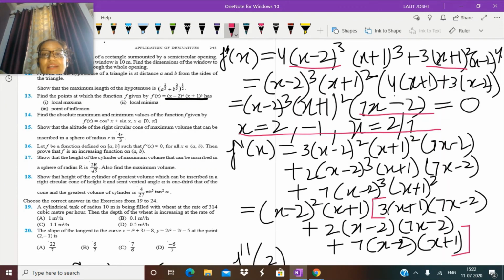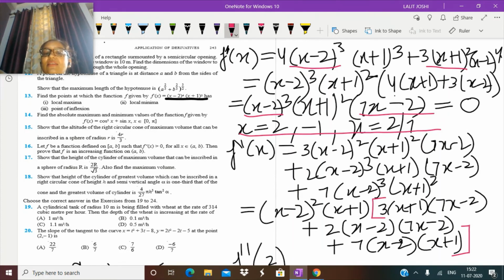Now we have to find the second derivative. Again, we have to be very careful. So by product rule, if I find the second derivative, I'll use it over here. So first I'll differentiate this. I'll keep these two functions as it is. So (x minus 2) whole square, (x plus 1) whole square as it is, (7x minus 2) as it is.